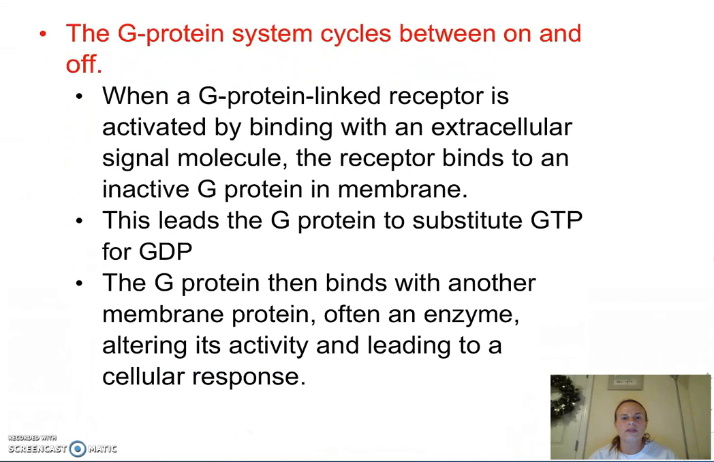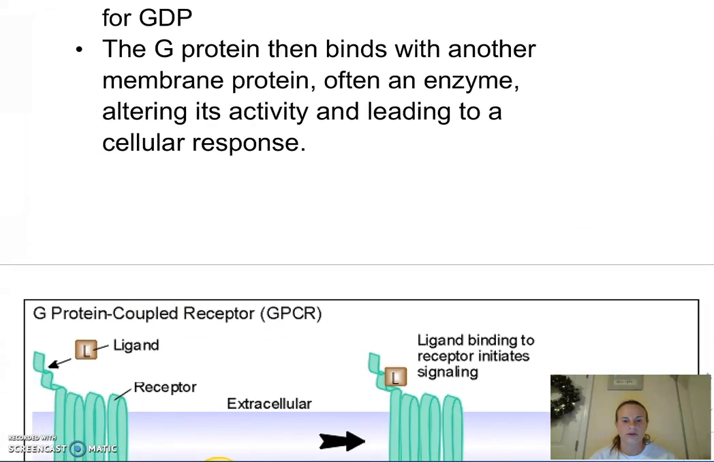As we noted before, the G protein system cycles between on and off when the G protein linked receptor is activated by binding with an extracellular signal molecule. The receptor binds to an inactive G protein on the membrane, which leads the G protein to substitute GTP for GDP. That G protein then binds with another membrane protein, often an enzyme known as the target protein, altering its activity and then leading to a cellular response.